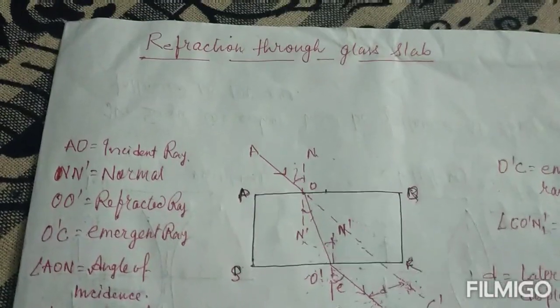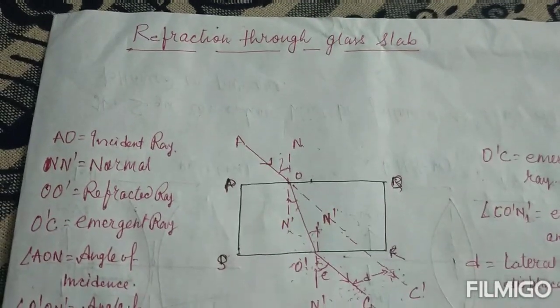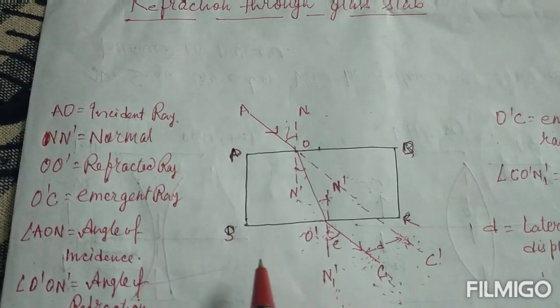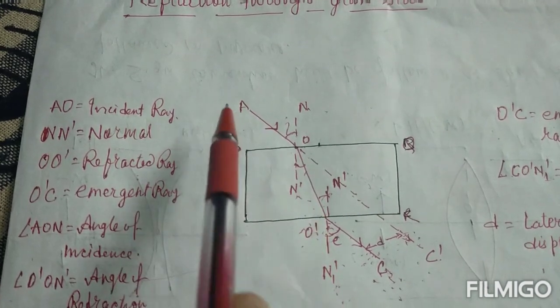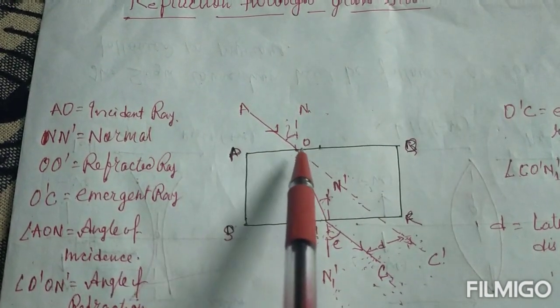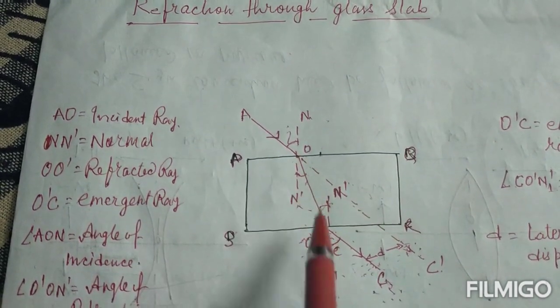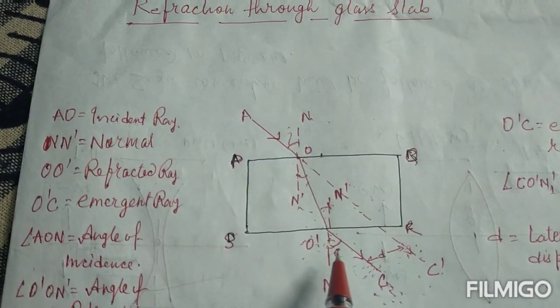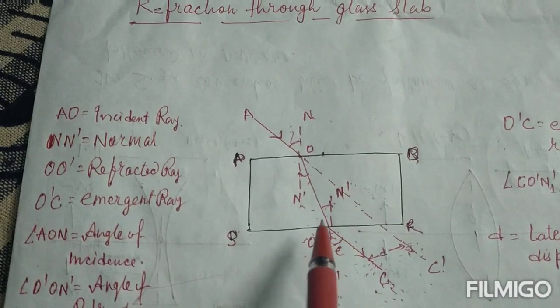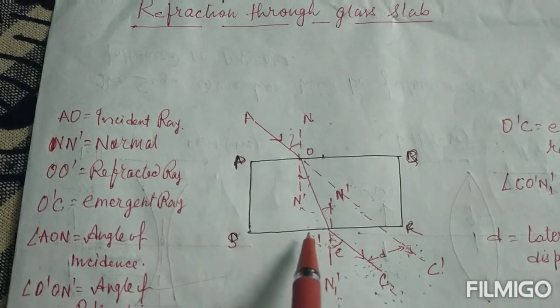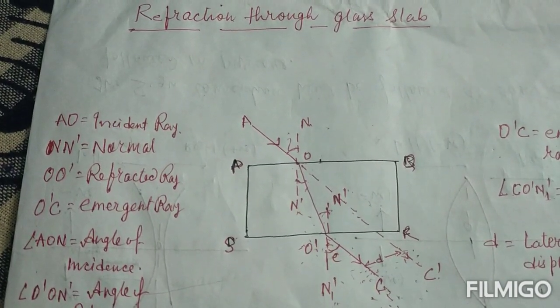So, starting with refraction through a glass slab, I have taken PQRS as a glass slab. AO is the incident ray. When it falls on the glass slab it is refracted. OO dash is the refracted ray, and after refraction it emerges in the direction of O dash C.